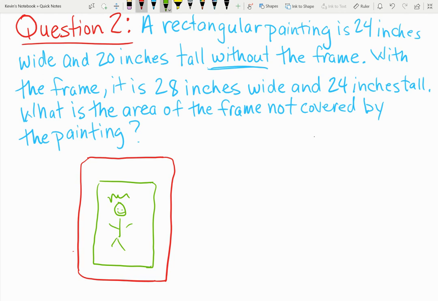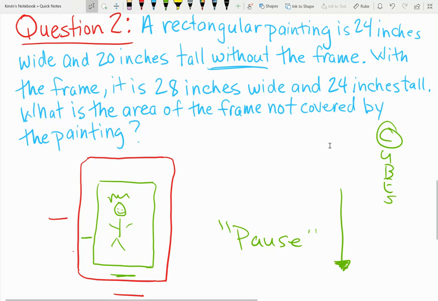So you're going to give your frame a dimension. Make sure you get your dimensions for your frame, and when I say dimensions, I'm talking about the height and the base, or the width or the length. And then for your painting, make sure you get your 2 dimensions here as well. Okay. So don't forget to do CUBES. Start with circling the information you know. Okay. So go ahead and pause the video now and answer your question on It's Learning.